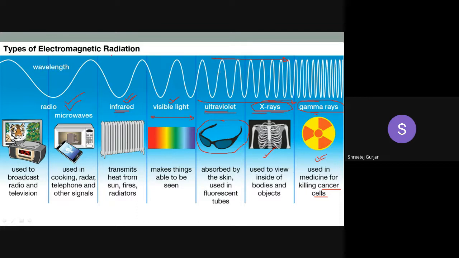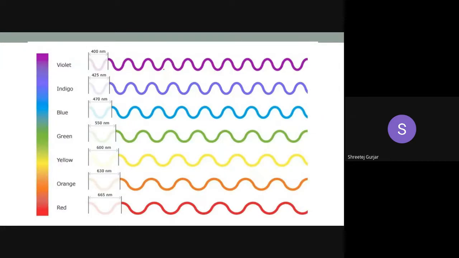So this is just a brief idea giving you the entire spectrum of electromagnetic radiation. Now I shall show you in detail. This is your color spectrum, your visible spectrum. You can see red has the highest wavelength, and as we go up, the wavelength keeps decreasing.